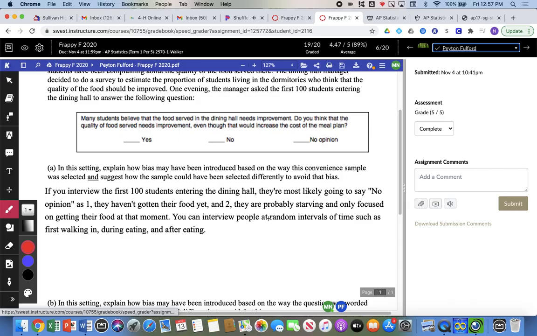So Peyton says that they're most likely going to say their opinion, one, because they haven't gotten their food yet, because they just entered the dining hall. That was a great point. And then it's also saying people are probably starving and only focused on getting their food at the moment, and so they just kind of answer it and go on. I actually think that's a really good point as well. Did anybody else mention anything different? Because there's probably like 5 different things that you could have said here.